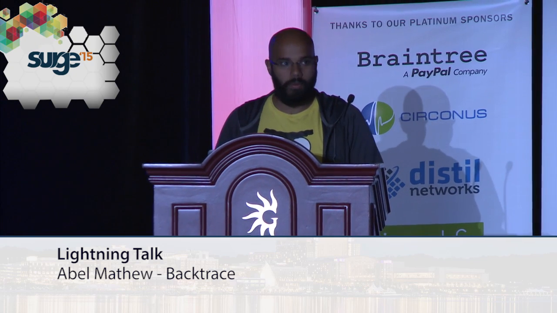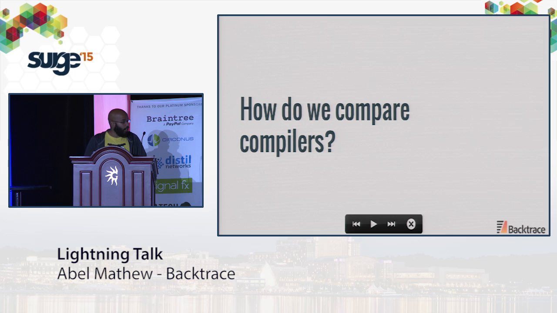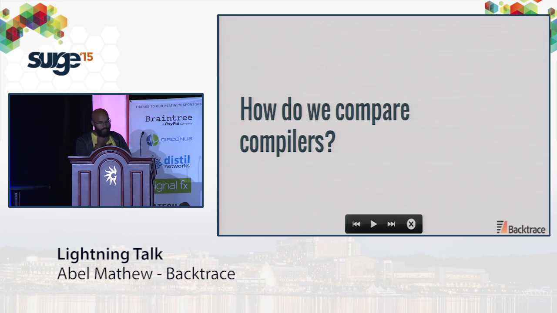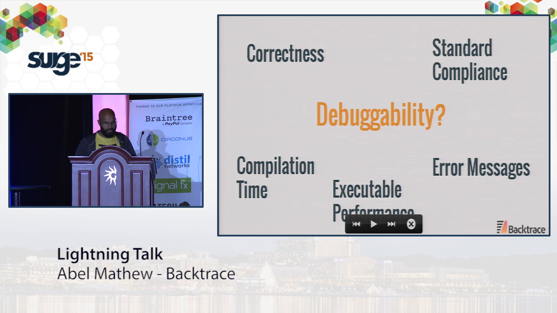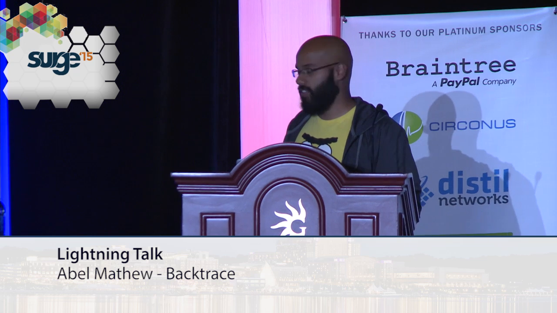Yeah, so I'm Abel. I work at a company called Backtrace, and we actually think about debuggability quite a bit. It's not a question that a lot of people ask themselves, but it's something that we do. In particular, we've been asking ourselves the question of how do we compare compilers? That's because some of the people that we work with are thinking about switching to Clang versus GCC. One of the questions that they don't ask themselves is, what about debuggability? They really care about compilation time, executable performance, what error messages they're getting, which is a pretty popular one for switching to Clang. But they don't ask themselves, does this affect debuggability?